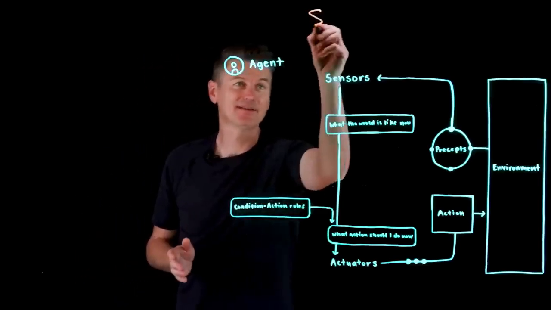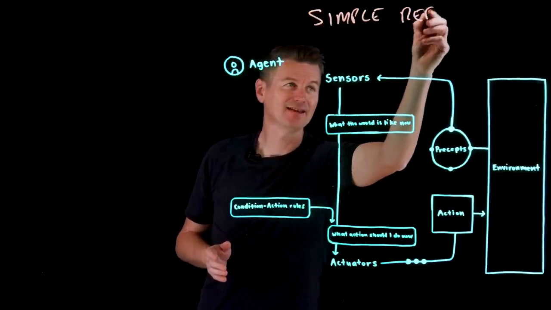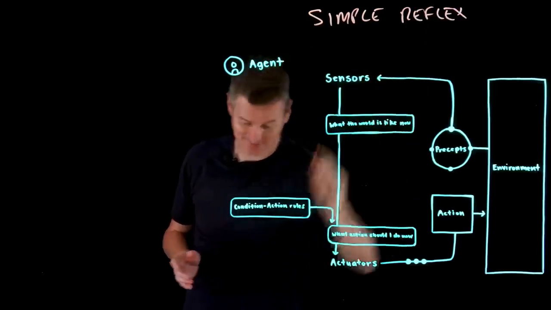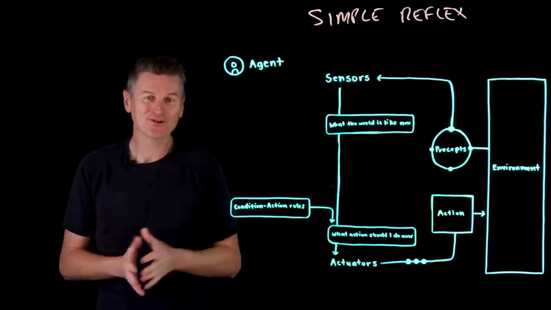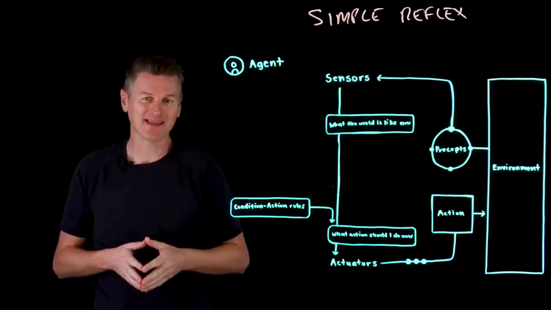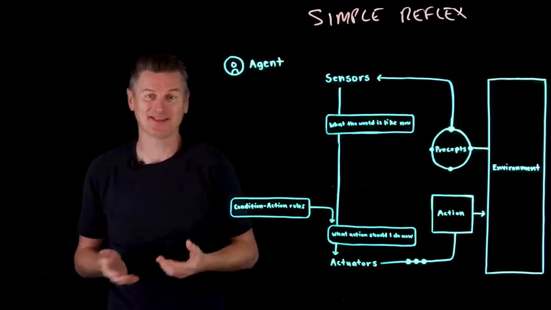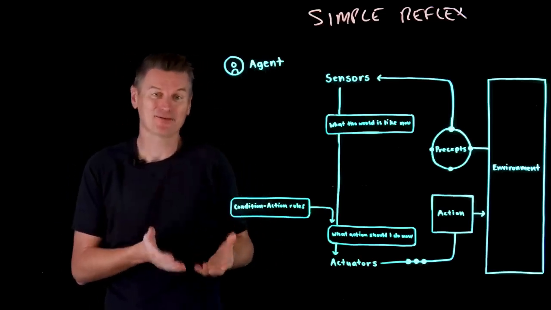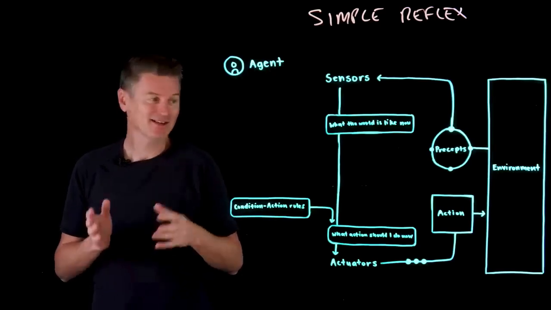Now, a simple reflex agent, that is the most simple type of AI agent, the most basic type. And it follows predefined rules to make decisions, like a thermostat. It turns on the heat when the temperature drops below a predefined threshold, and then it turns it off again when a set temperature is reached. So let's break it down.